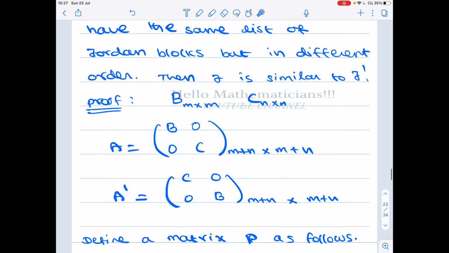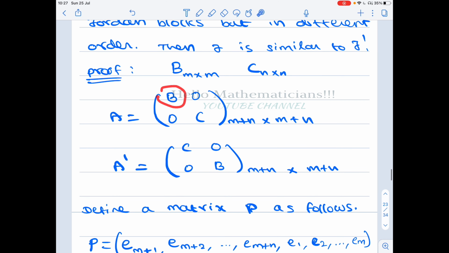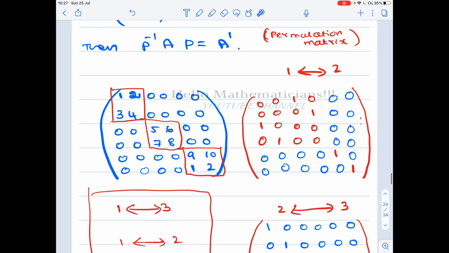Now an important point. This is a block matrix. If you permute the blocks, like you move this block to here and this block to here, in general, if there are 3 blocks, you can permute them any way. You send this to here, then you send this to here. You can rearrange the blocks any way; it doesn't matter. The resulting matrix will always be similar to the original matrix. That is a very important thing.